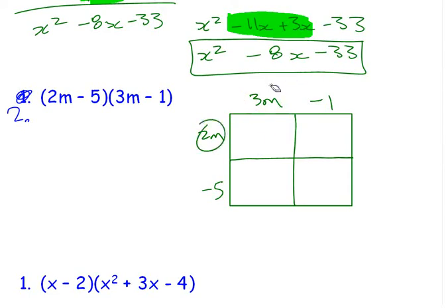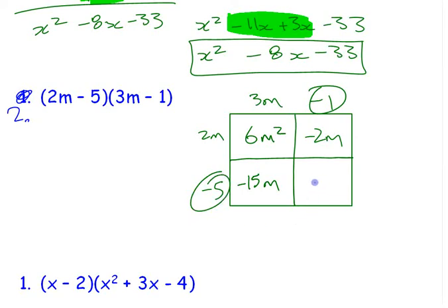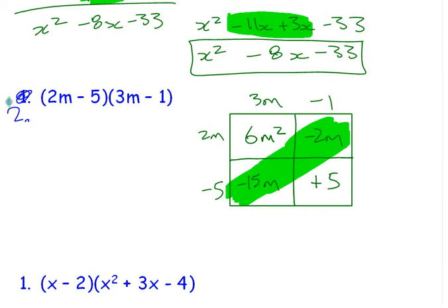2m times 3m, 6m squared. 2m times minus 1, minus 2m. 3m times minus 5, minus 15m. And then negative 1 times negative 5 is plus 5, right? Again, the way this one is set up, these two terms are going to be the like terms that you can combine together. And you can write it as 6m squared minus 17m plus 5.